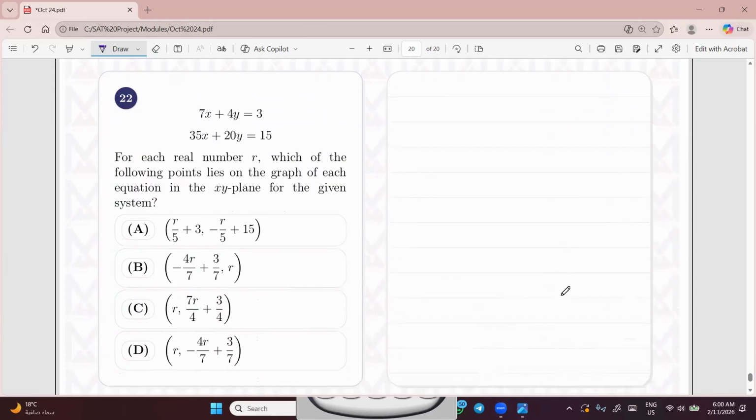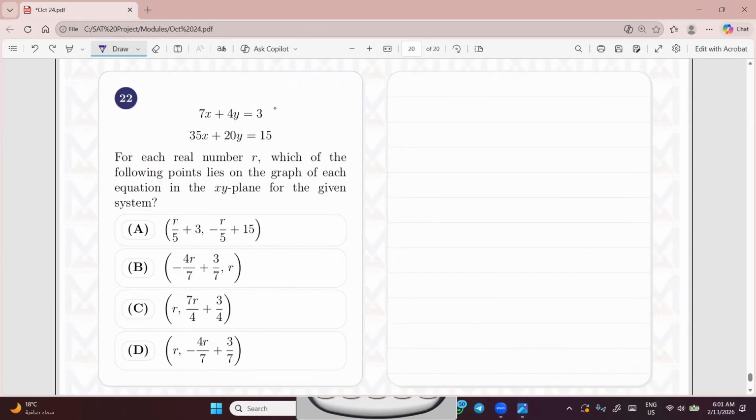Question number 22. 7x plus 4y is equal to 3 and 35x plus 20y is equal to 15. For each real number r, which of the following points lies on the graph of each equation in the xy-plane for the given system? Here, guys, if you look at these two equations, you consider the product. 7 times something equals 35. Yeah, 7 times 5. And 4 times 5 is 20. And 3 times 5 is 15. This means they are the same equation.